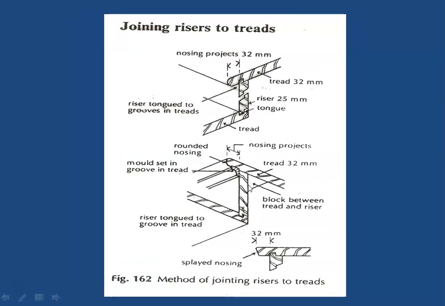This is again showing you what we had learnt earlier. This is the joint between the riser and the tread. So this type of joint is going to be a tongue and groove joint.